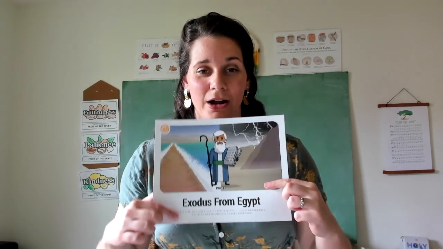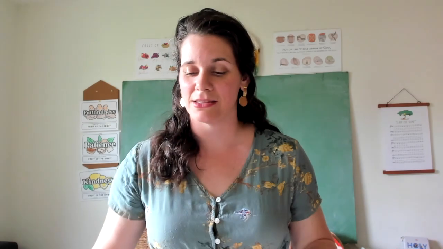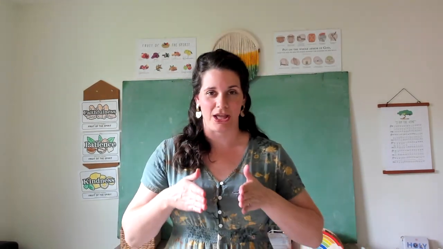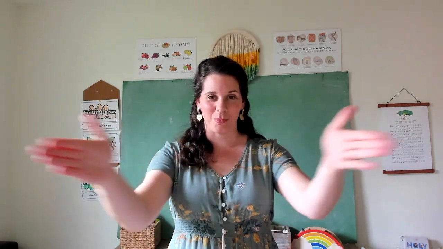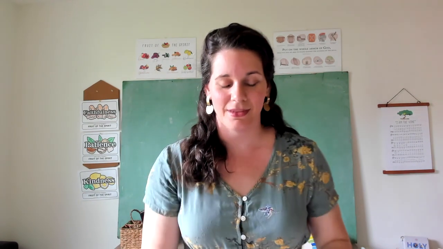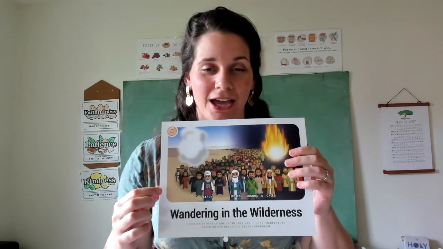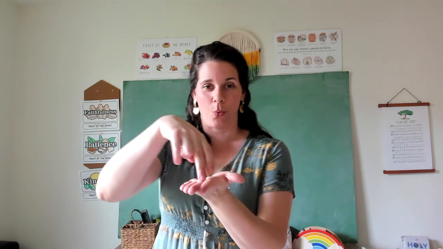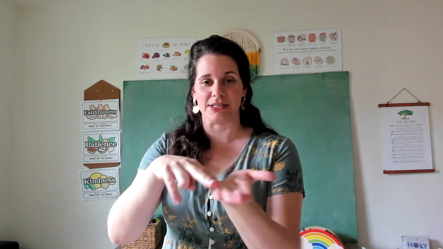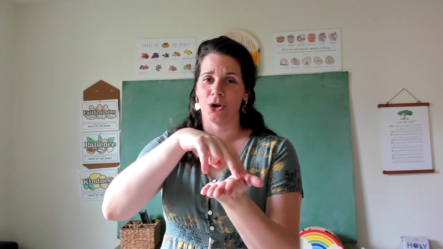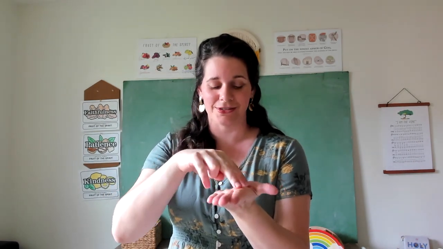So you see the waters parting right here. So our hand sign for Exodus from Egypt, we're going to go like this. Exodus from Egypt. They were going out of slavery, going to a land of promise, and God parted the waters. Wandering in the wilderness. Because they did not trust in God, they had to wander in the wilderness. So we're going to have them wandering in the wilderness. This is our wilderness. And they're wandering around for 40 years.